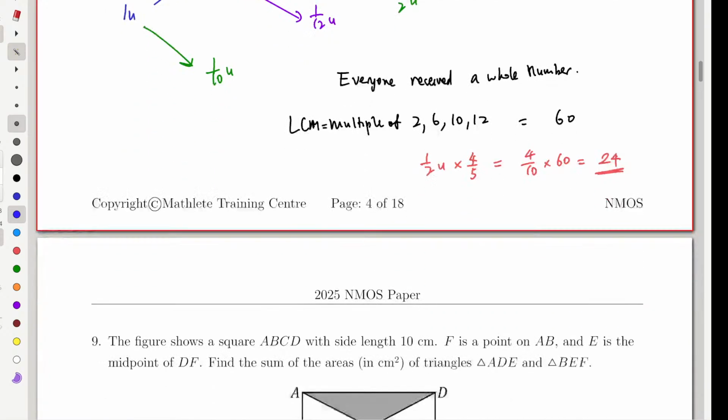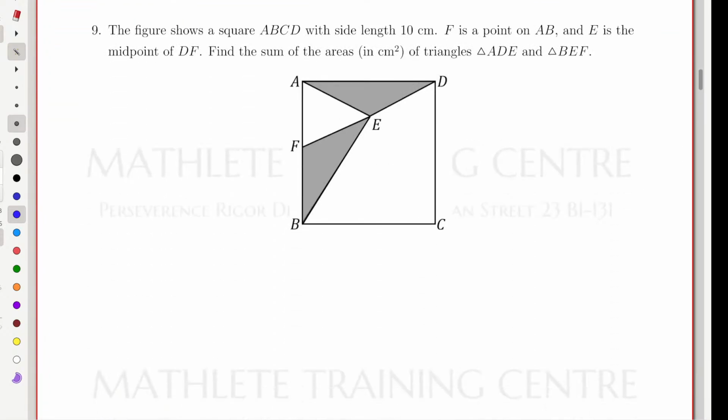Okay, let's continue on. Question number 9. The figure shows a square ABCD with a side length of 10 cm. We have F is a point on AB and E is the midpoint of FD. So midpoint means it lies directly in the middle. Find the sum of areas of triangle ADE and triangle BEF.